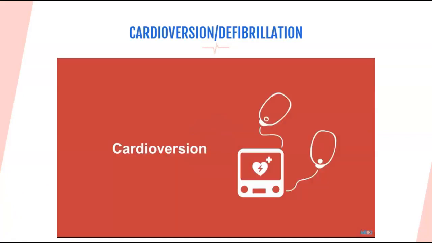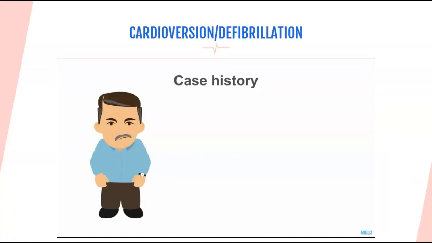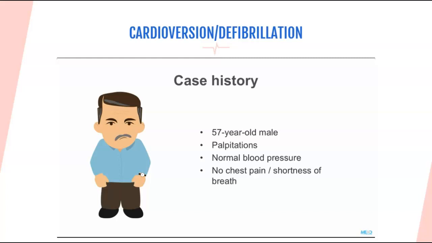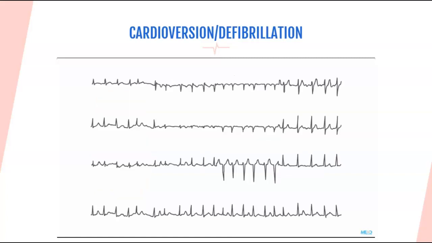Let's start by learning how to perform cardioversion. Here's a patient I recently treated. He was 57 years old. He had palpitations. He had a normal blood pressure. He didn't have any chest pain or shortness of breath, but he was really uncomfortable. We assessed him to have atrial fibrillation with rapid ventricular response, and we confirmed it with an EKG. You can see that there are no P waves, and the heart rate is pretty fast and irregular.